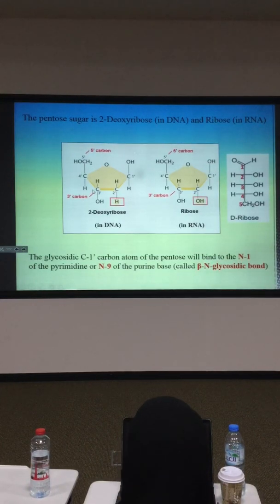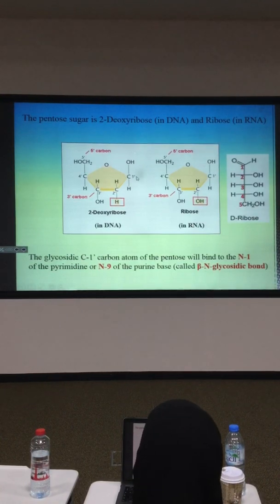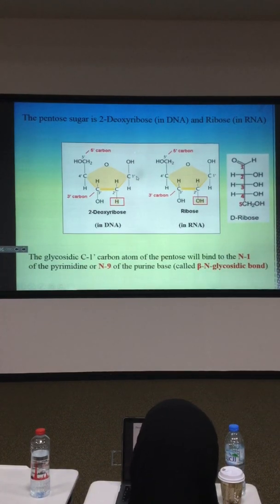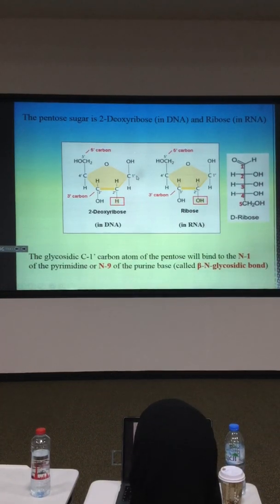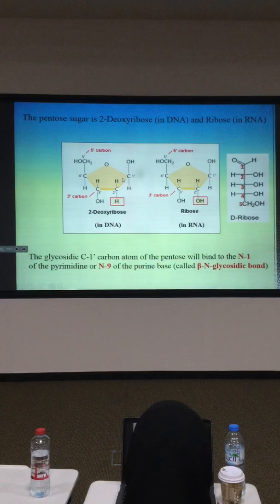Now, if you notice here, there is a 1 prime, 2 prime, 3 prime, 4 prime, and 5 prime. So what is the reason for this? Why not 1? To differentiate from the base. The base is numbered as 1, 2, 3, 4, right? To differentiate the base from the ribose, we use 1 prime, 2 prime, 3 prime. So if I say 1 prime, it should be from the pentose sugar or ribose.